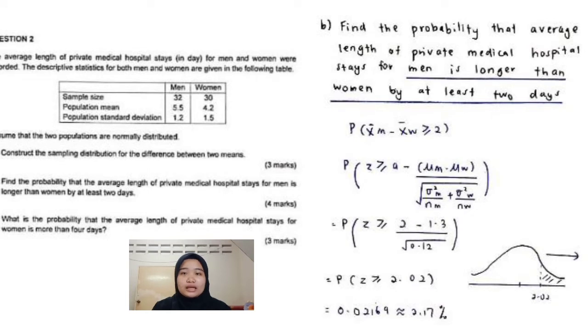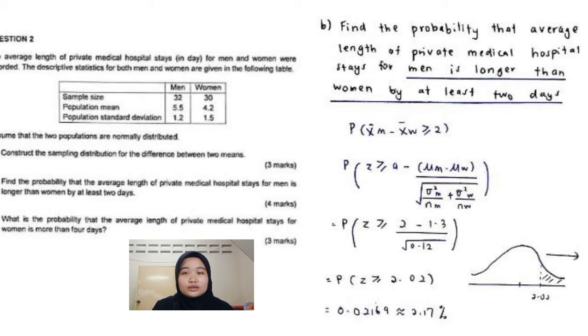For question B, the question asks about the probability that the average length of stay for men is longer than women by at least 2 days. So, the minimum is 2 days. The formula to find the probability is value A, which is the mean value of days depending on the question, minus the difference of means for both populations, divided by the square root of the sum of variance divided by sample size for both populations. So, 2 minus 1.3 divided by square root 0.12.